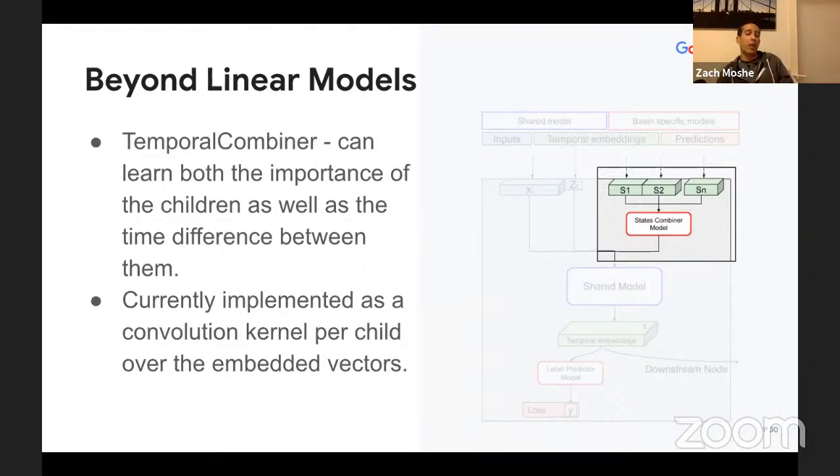And what we currently have is a temporal combiner, which is basically, again, I can't get into more details just because we don't have a lot of time, but you can basically think about it like a convolutional neural network, where we learn a convolution kernel per child, and this kernel is over the time axis, and this kernel is then applied to the whole embedded vector.